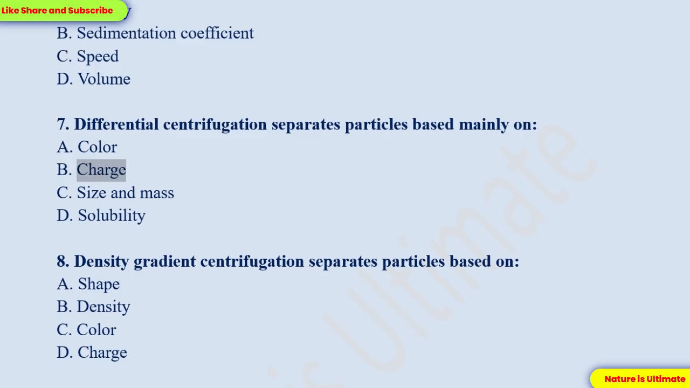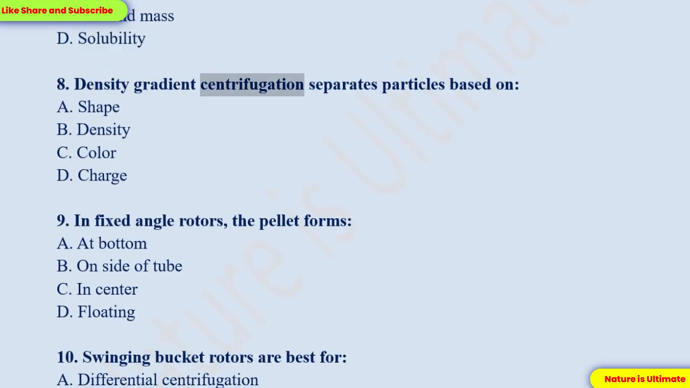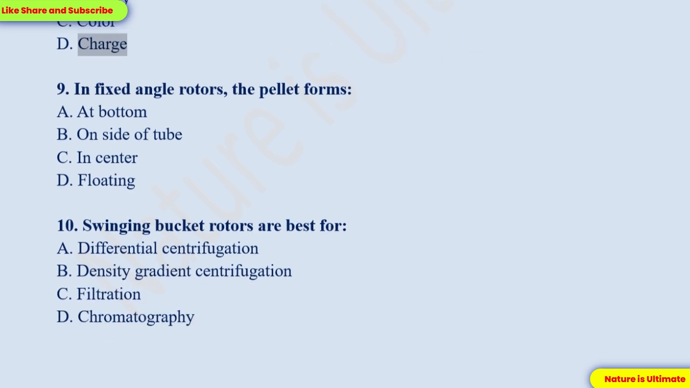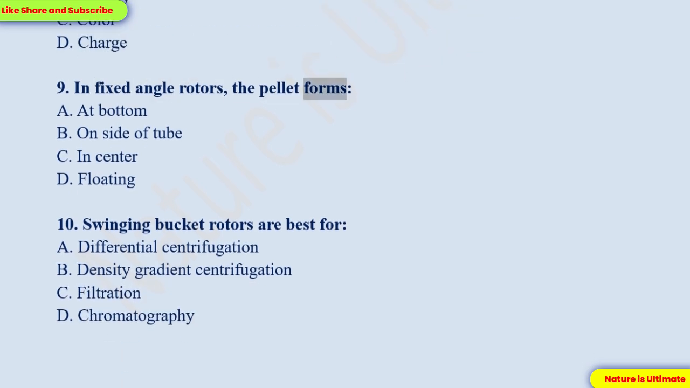7. Differential centrifugation separates particles based mainly on A. Color. B. Charge. C. Size and mass. D. Solubility. 8. Density gradient centrifugation separates particles based on A. Shape. B. Density. C. Color. D. Charge. 9. In fixed angle rotors, the pellet forms A. At bottom. B. On side of tube. C. In center. D. Floating.